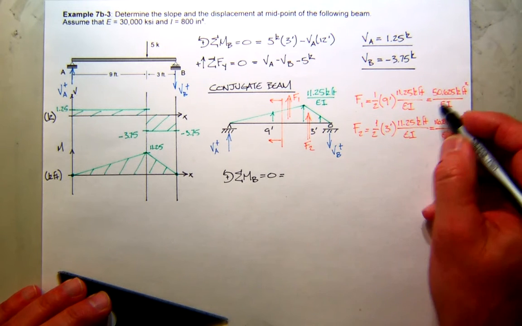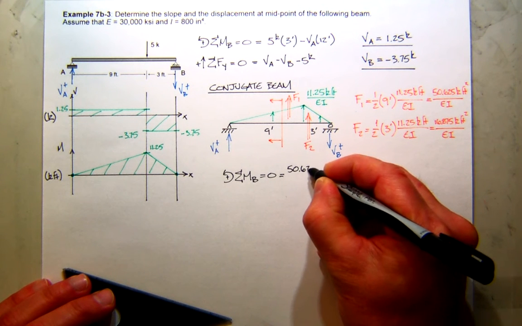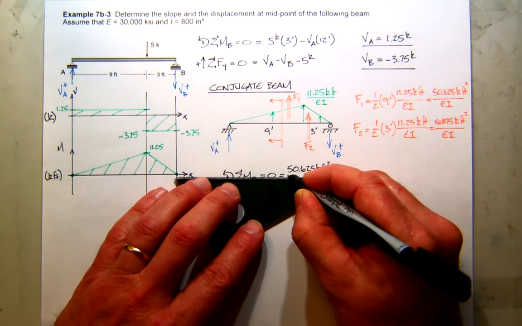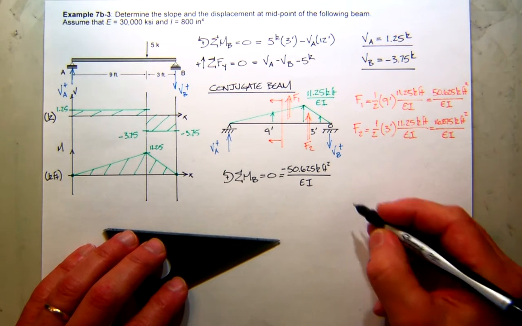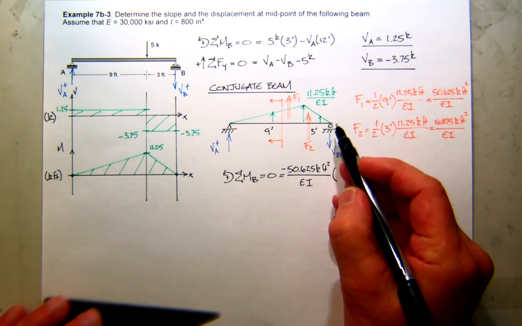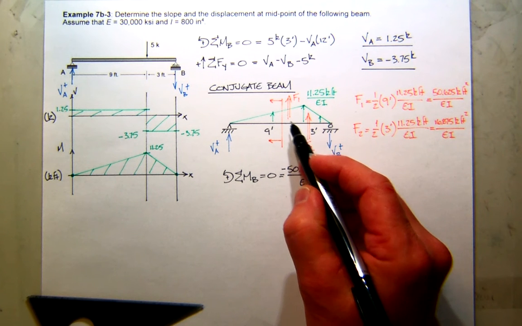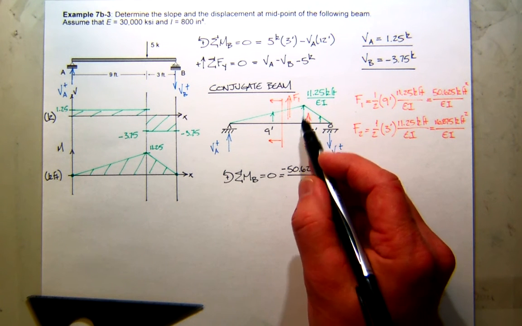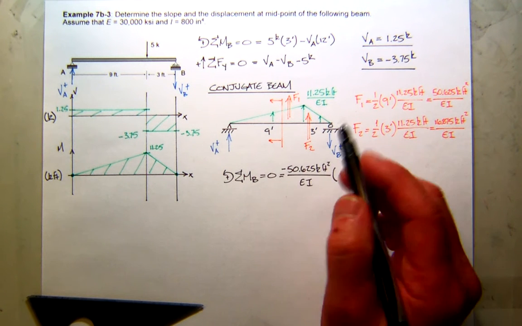So it'll be F1, which is 50.625 kip feet squared over EI. I left off my minus, sorry. That's the force, and what's the distance? So what's the distance from B to the centroid for F1? Well, I go 3 feet just to get there, and then how far from this big end, the high part of the triangle, to the centroid? A third the distance, right? A third of 9 is 3, so 3 plus 3 should be 6.